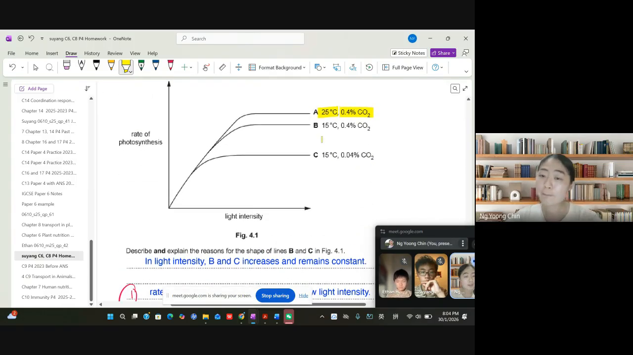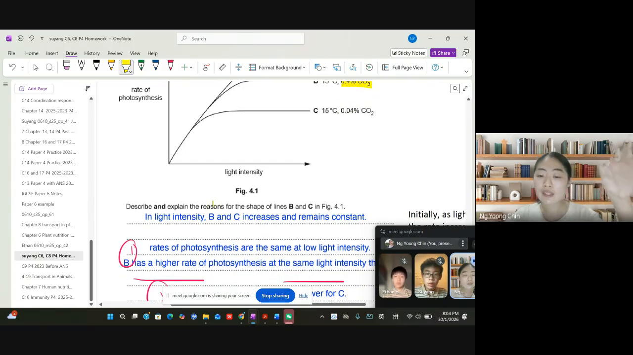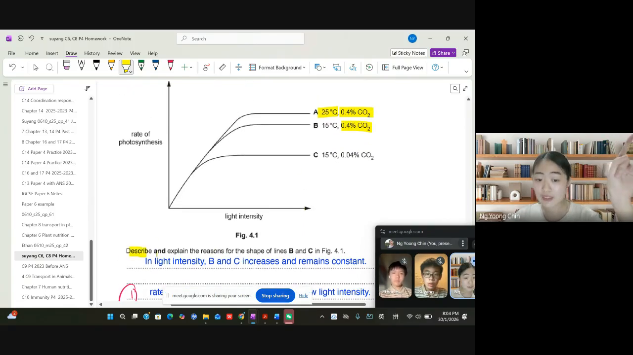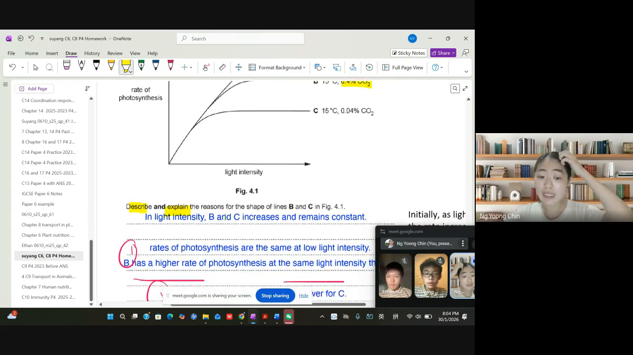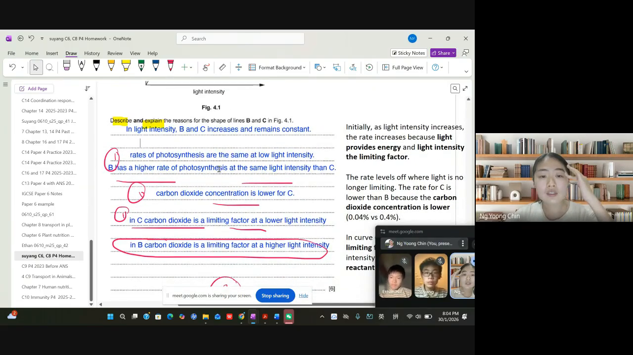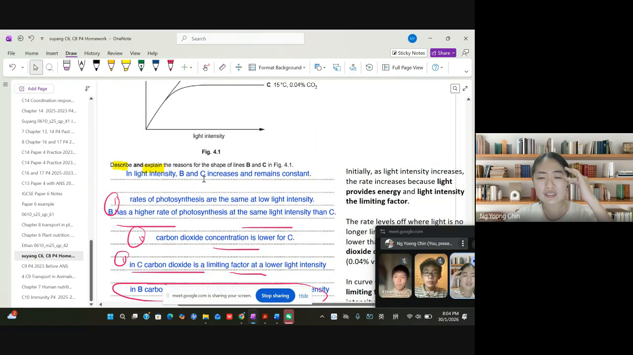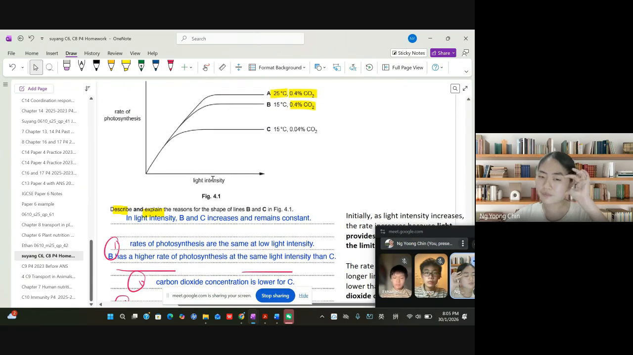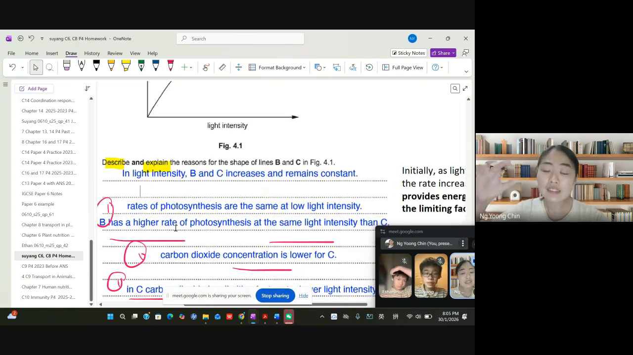And then why B is higher than C is because B has a higher concentration of carbon dioxide, 0.4% compared to 0.04%. So you need to describe and explain B and C. Describe the trend of the graph, and then explain the reason behind it. So your description, in the light intensity, B and C increase and then remain constant. Okay, I understand this sentence, right?